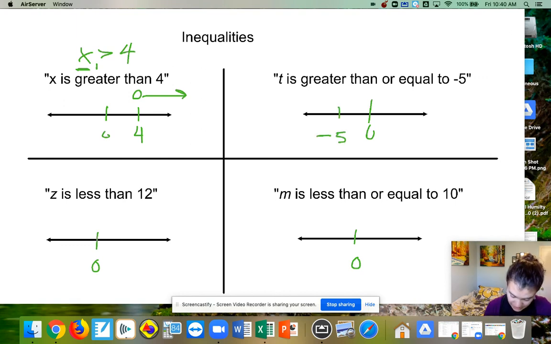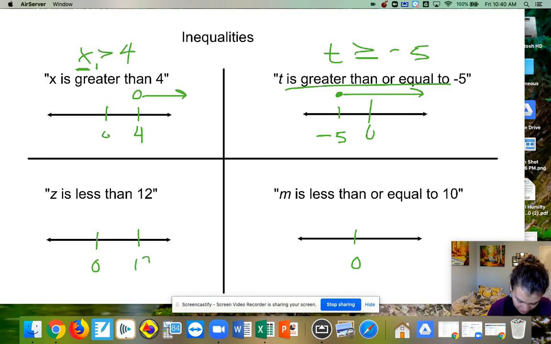Put -5 on this line. So it says t is greater than or equal to -5. So I'm going to write it that way. And then think through again. If I plug in -4, well, that's greater than -5. If I plug in 1, that's certainly greater than -5. So we want a closed circle because we have the equals to, and then we're going positive.